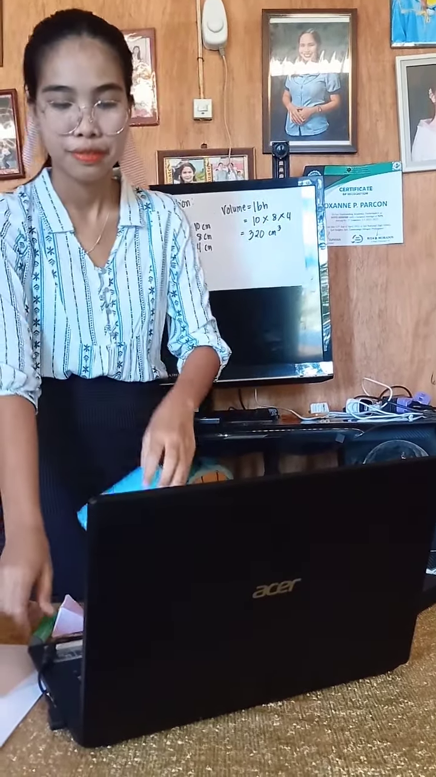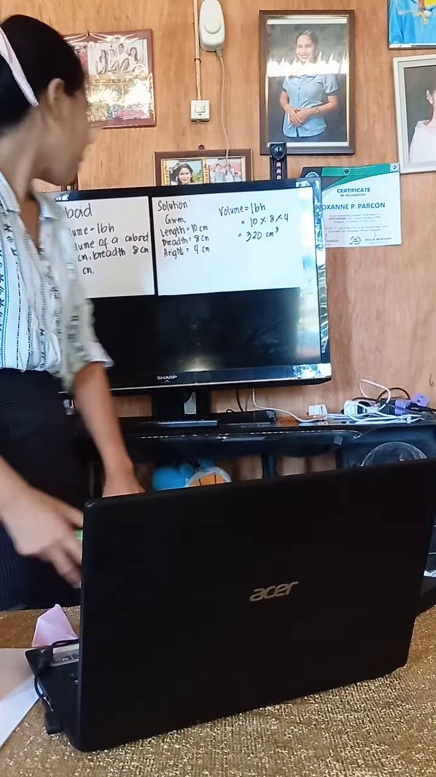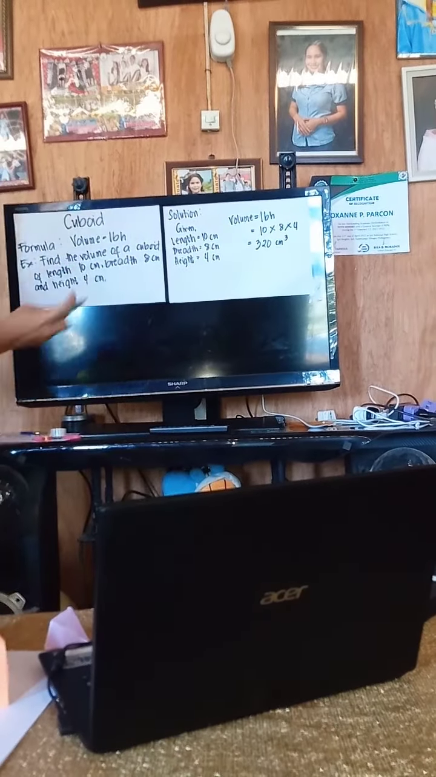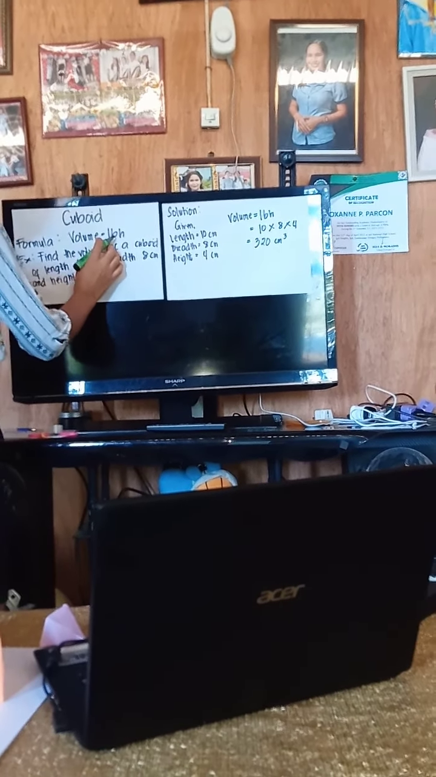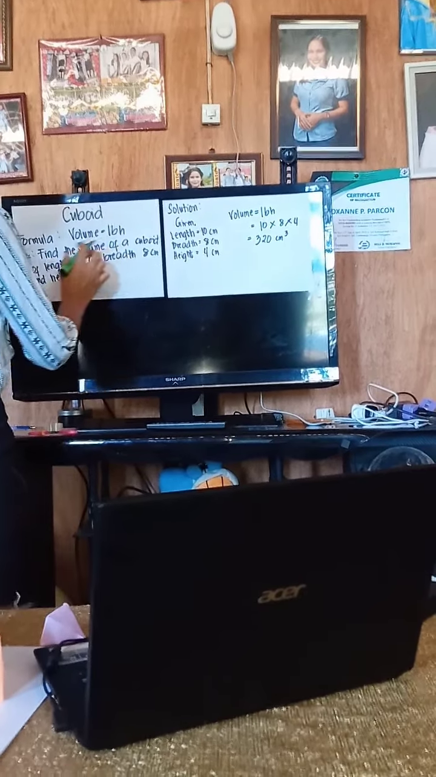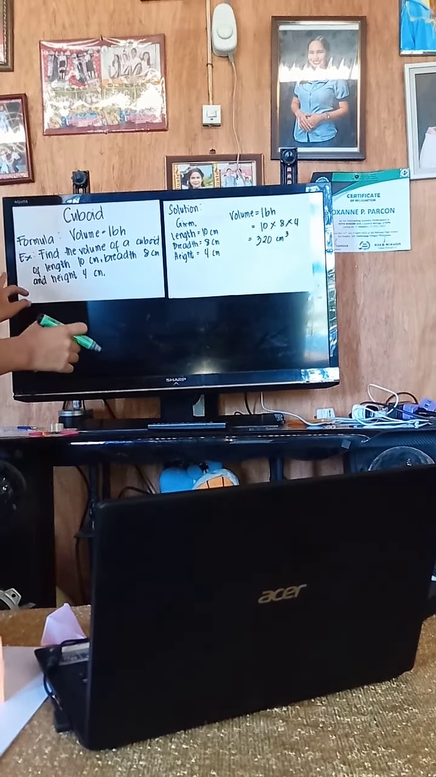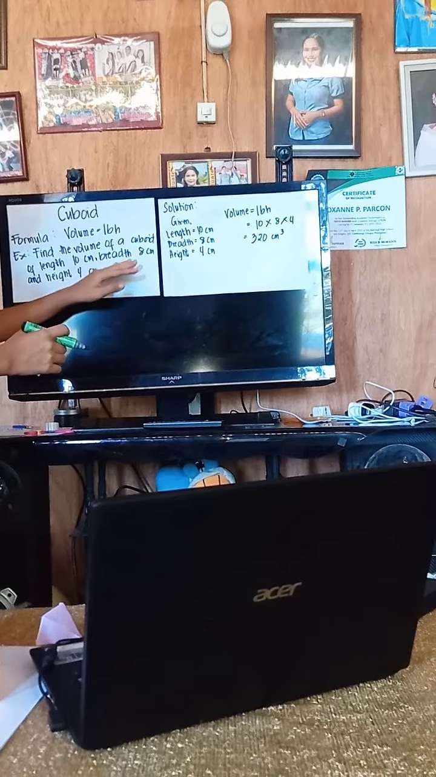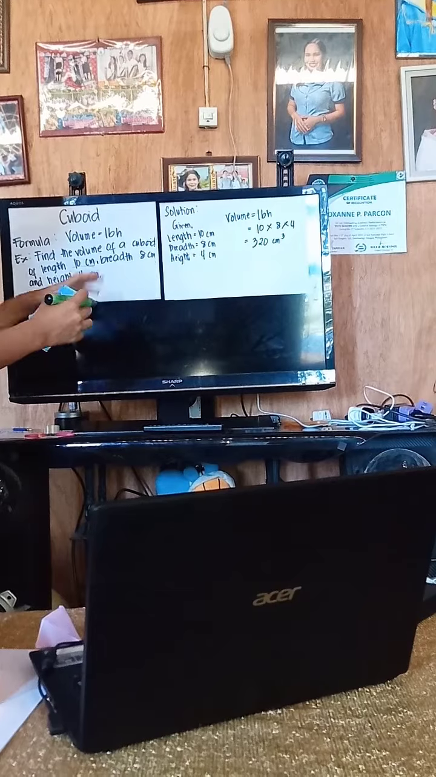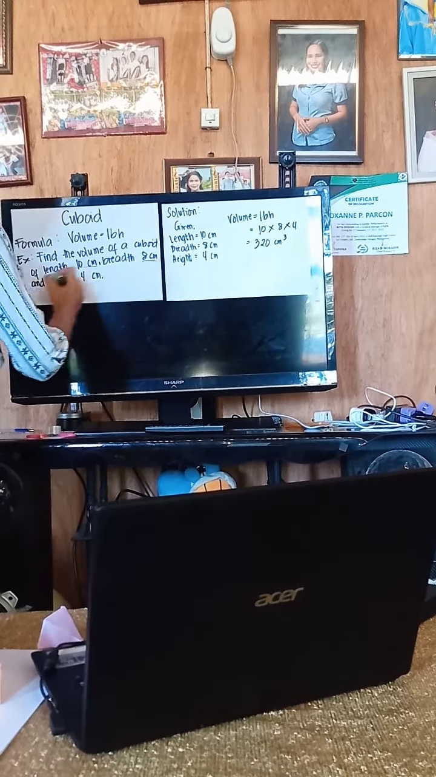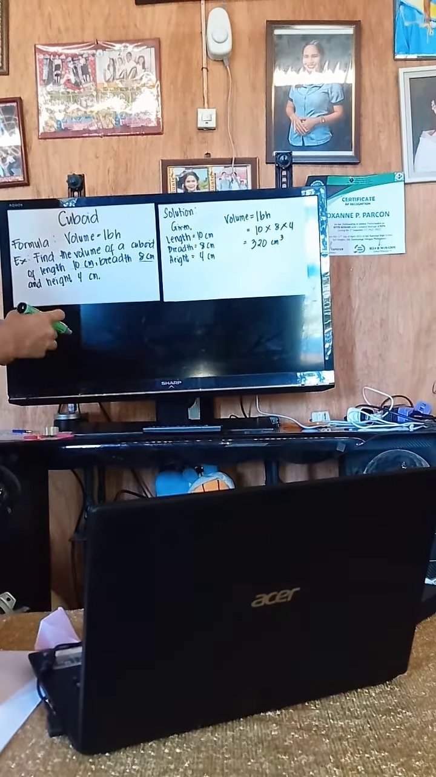And now I am going to give you an example, the formulas and the example. So the formula: volume is equal to length times breadth times height. For example, find the volume of a cuboid of length 10 centimeter, breadth 8 centimeter, and height 4 centimeter.